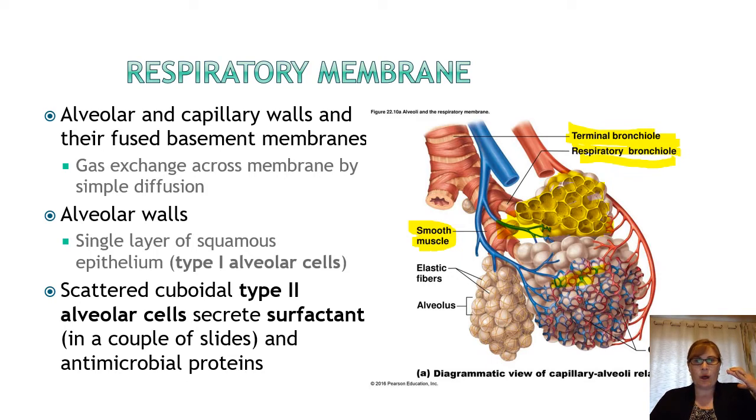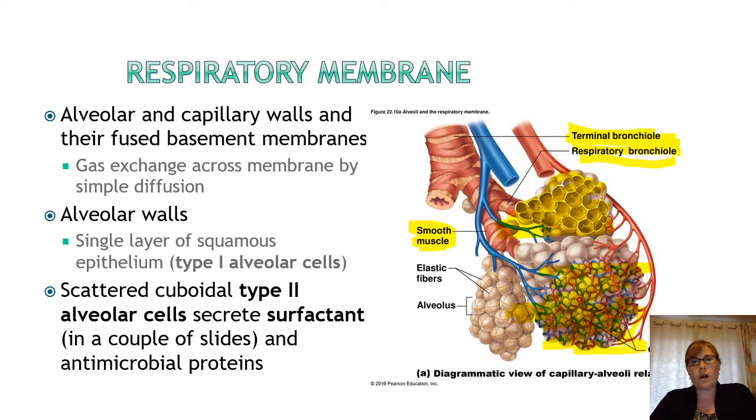Surrounding that is going to be all of these capillaries. And these capillaries are also one cell thick, simple squamous epithelium. So the exchange of gases, oxygen in, carbon dioxide out, is very, very rapid.